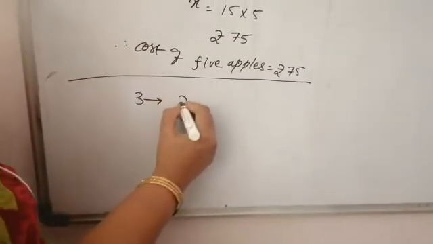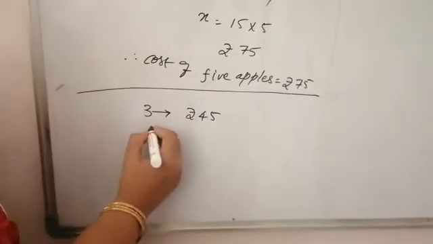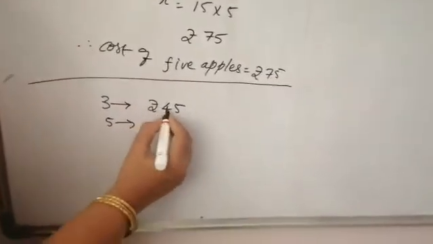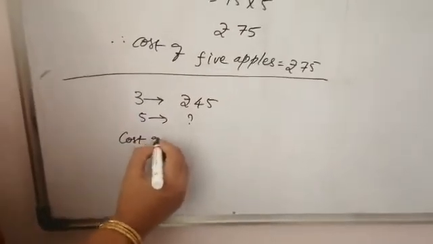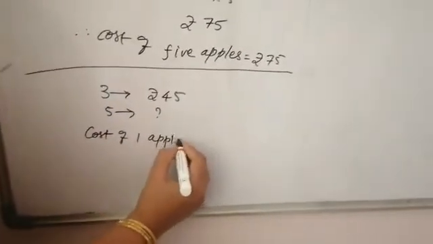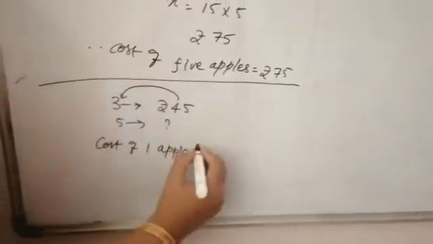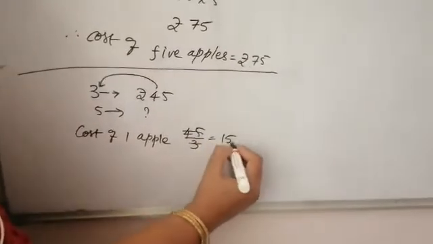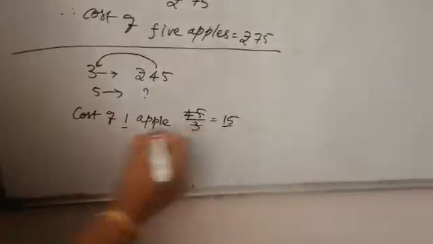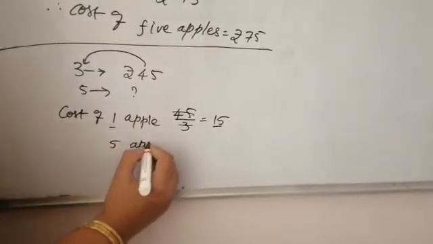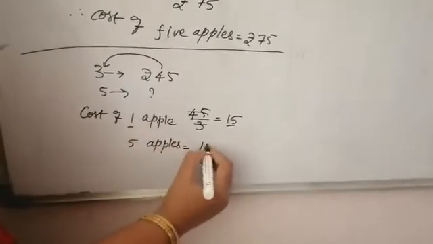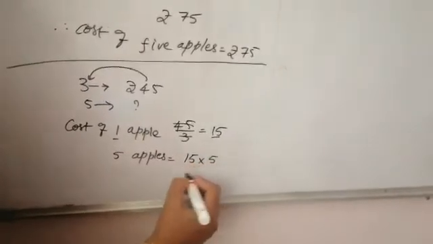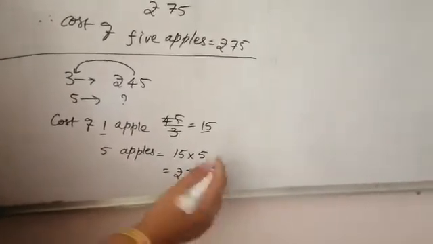This same question you can do this way also. 3 apples cost rupees 45. So what is the cost of 5 apples? First you have to find the cost of 1 apple, that is the unitary method I said. So rate by number of given articles, that is 45 by 3. 3 ones are 3, 3 fives are 15. So the cost of 1 apple is 15 rupees. So the cost of 5 apples is the cost of 1 apple into 5. Again you will get 75 rupees. So it is the same. You can do it in this way or in that way. Whichever you feel is easy, go for that.